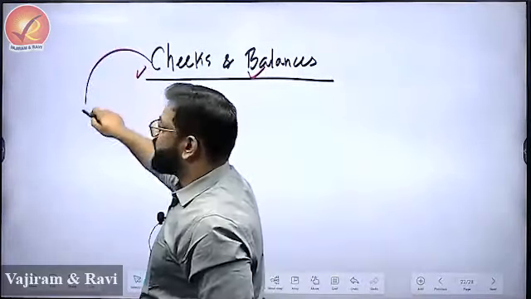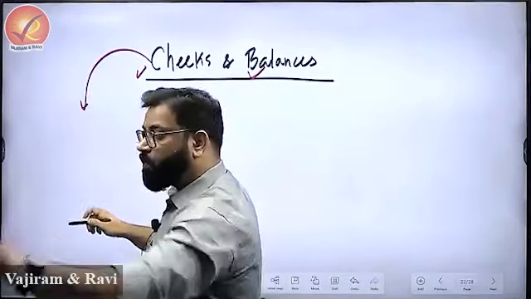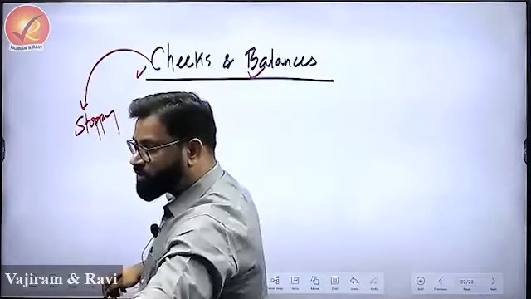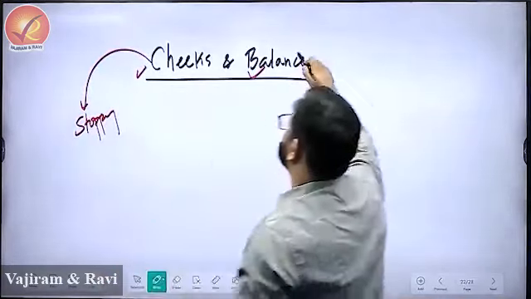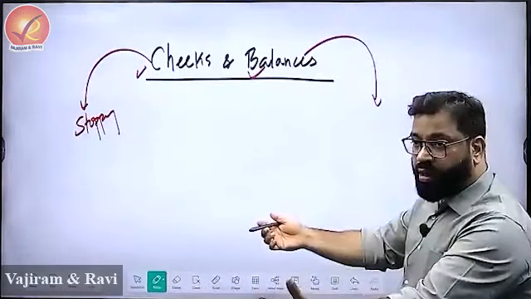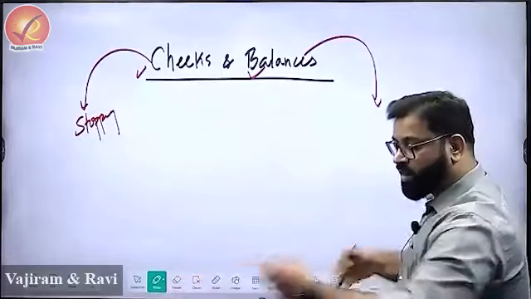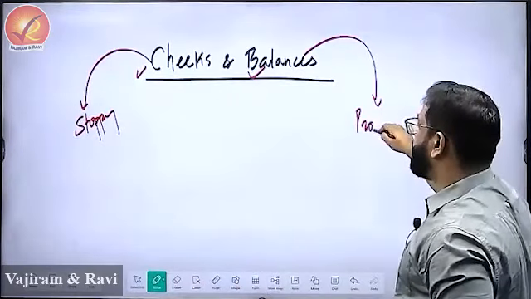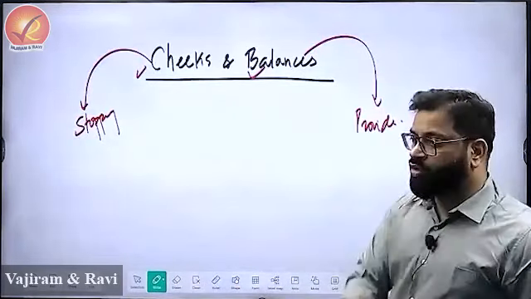Check means limiting the power, stopping someone from doing something. That is check. You stop someone from doing something. Whereas on the other hand, balance is to provide for something, to balance out. If somebody is not doing it, I will do some extra work. So that extra work is to provide. Let me give an example and you will be clear.